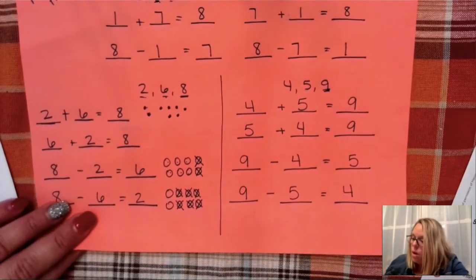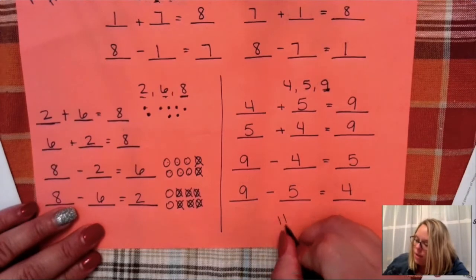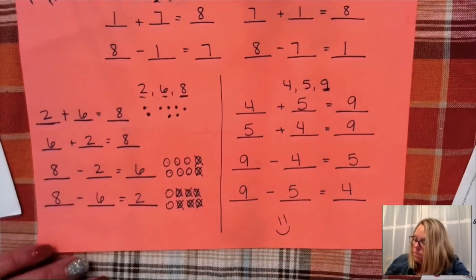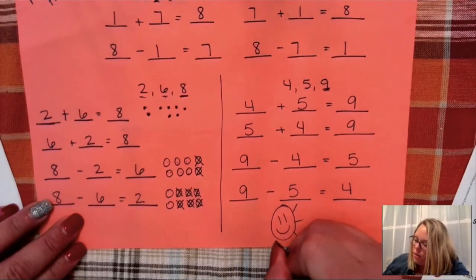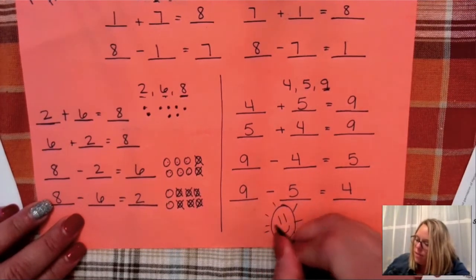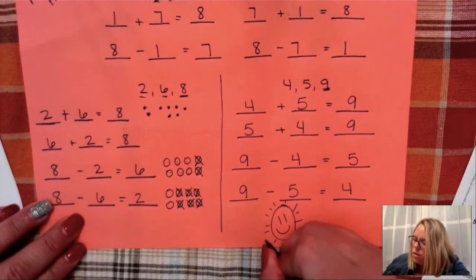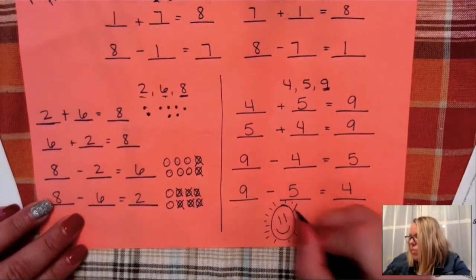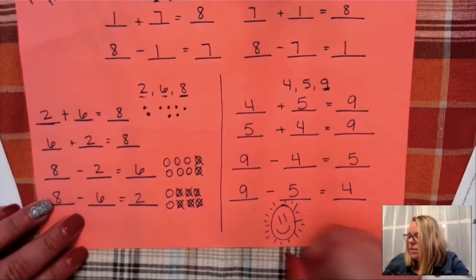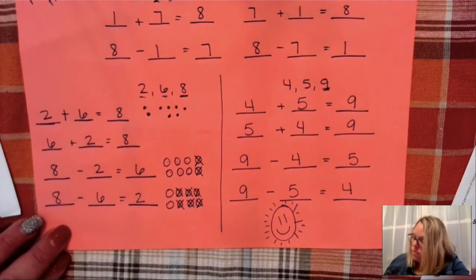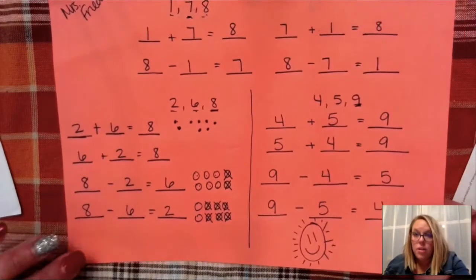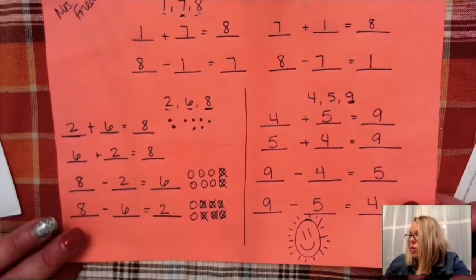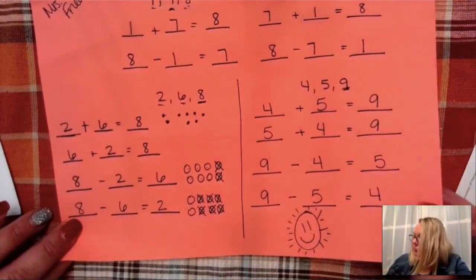Okay? When you're done with that, I would like you to put a smiley underneath 9 minus 5 equals 4, or if you happen to put 9 minus 4 as 5 because you have them in a different order, then that is great too. Go ahead and make sure that you've done this. Okay. And then this sheet is going to go into your Thursday folder so that we can take a glance at it. A glance means a quick look.